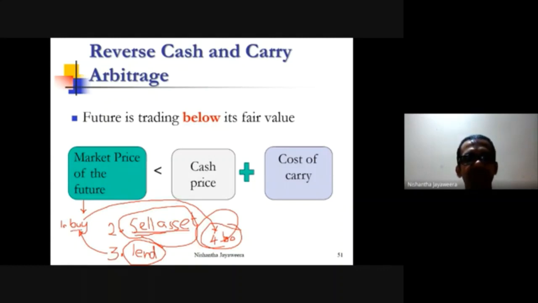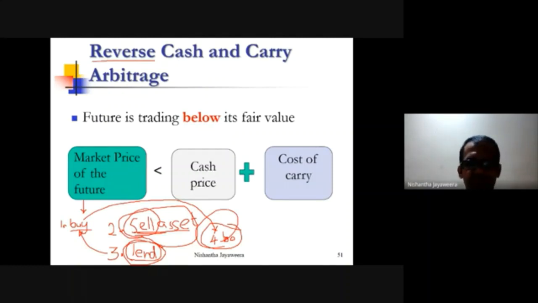what we did earlier, sell. In the cash market, we bought the asset instead of selling. And we borrowed funds instead of lending. But here we do the opposite or the reverse of these previous transactions. That's why we call it reverse cash and carry arbitrage. You do the opposite of the cash and carry arbitrage. So therefore we call it reverse cash and carry arbitrage.